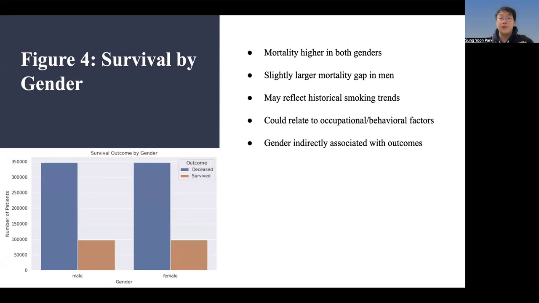Figure 4 compares survival outcomes by gender, and mortality is higher than survival for both groups, but the imbalance is more pronounced among men. This could be due to historical smoking patterns or occupation-related exposure, both of which tend to be higher among male populations. Gender itself may not be a biological predictor, but it influences behavioral factors, which can indirectly affect survival outcomes.